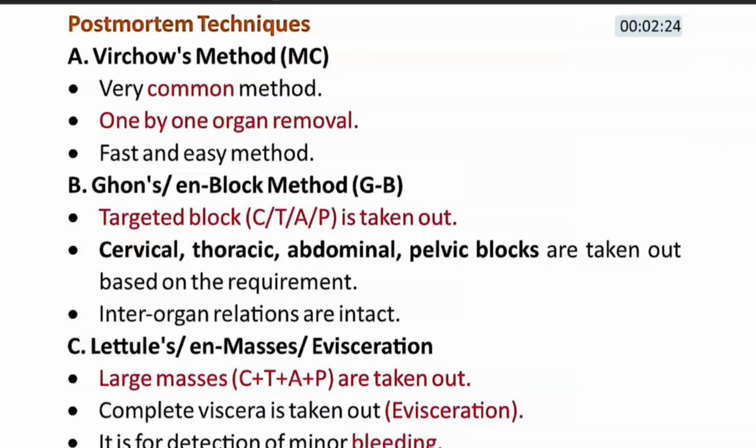The Virchow's method is the most common, a very common method. One by one organ is removed for examination. It is a very fast and easy method. Another method is Ghon's or en bloc method. Targeted organs are taken out for examination, and also targeted areas like cervical, thoracic, abdominal and pelvic blocks are taken out. So inter-organ relations are intact.